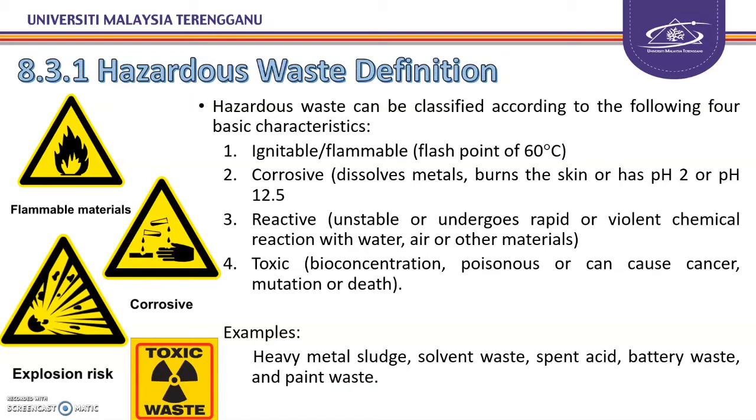An example of hazardous waste is heavy metal sludge. There are sludges that are considered solid waste when they do not contain any heavy metal, but when they contain heavy metal, they are classified as hazardous waste. Solvent waste and spent acid, as what we can see in our lab. That's why the acid waste or the solvent waste in our lab is sorted differently in different rooms. And then battery waste, which we use in our daily life. Bear in mind that battery waste is not considered normal solid waste. It is actually a hazardous waste and should be disposed of as hazardous waste. And also paint waste.